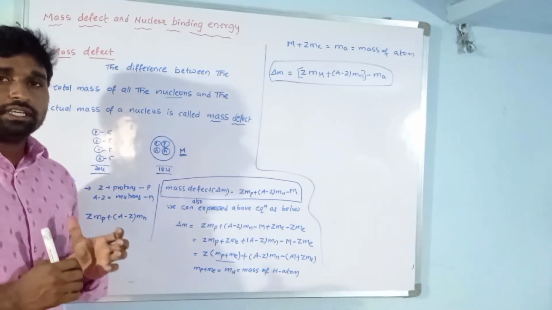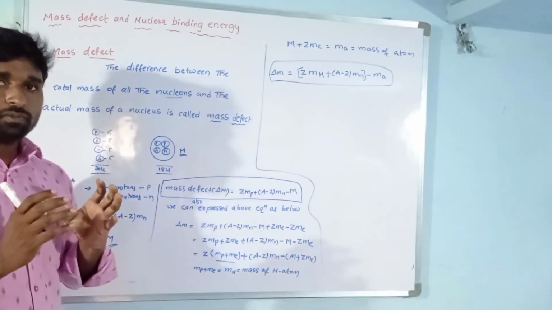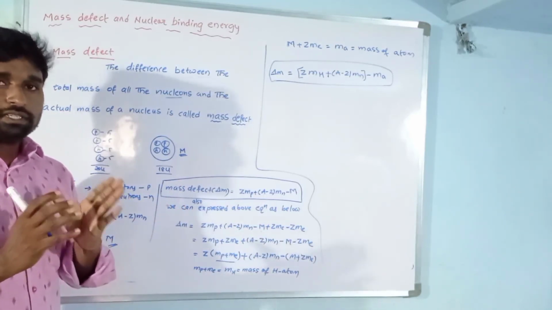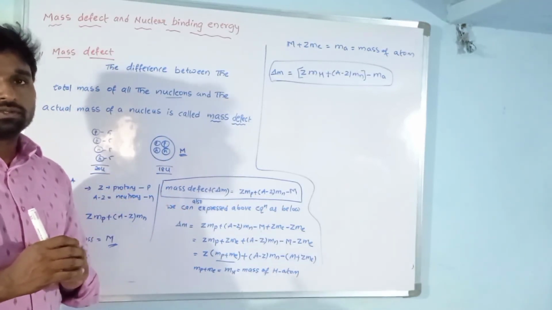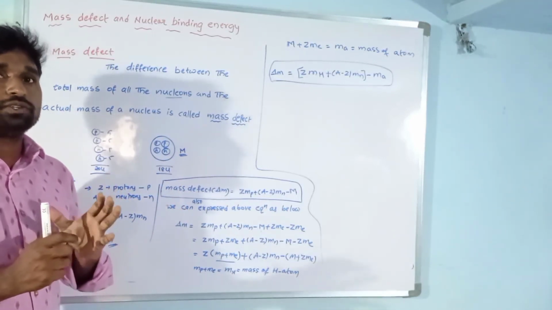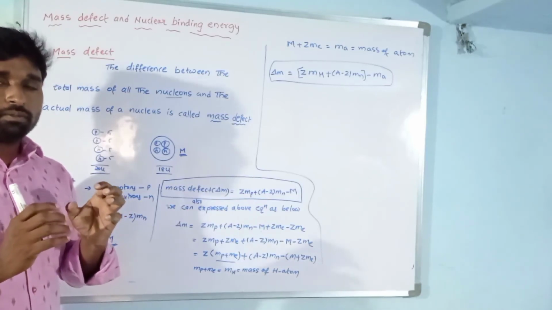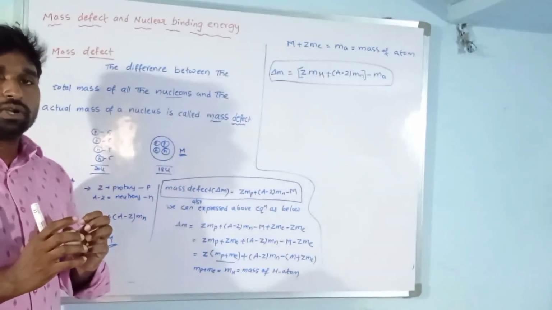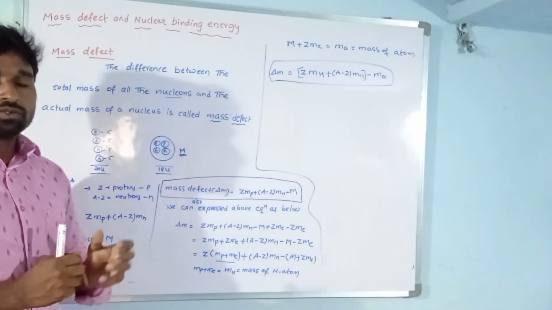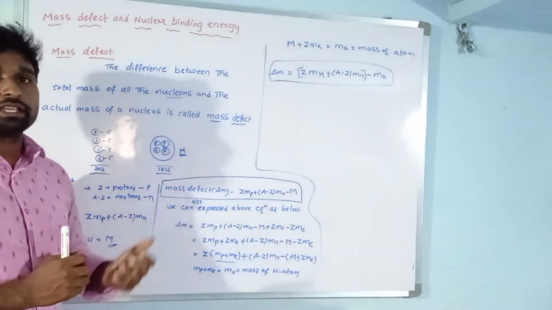This energy is used to form a nucleus. This binding energy is used to combine the nucleons, meaning protons and neutrons. We will discuss binding energy in the next video.